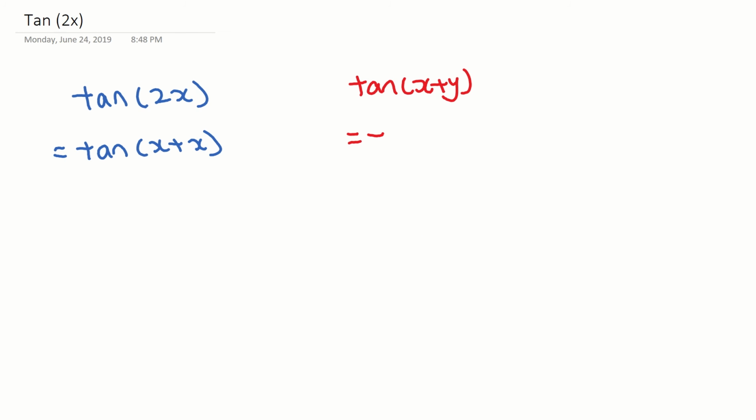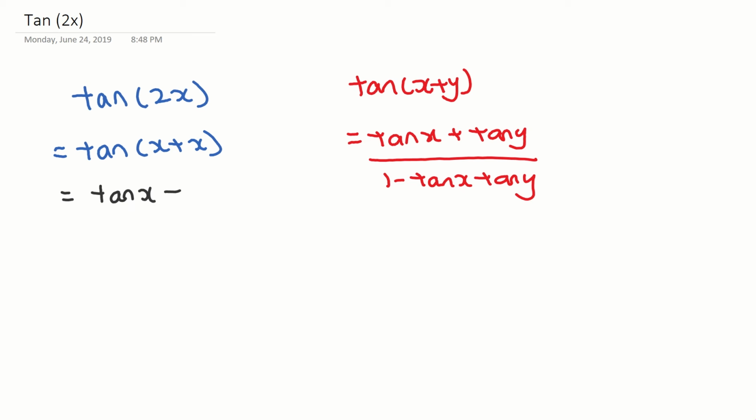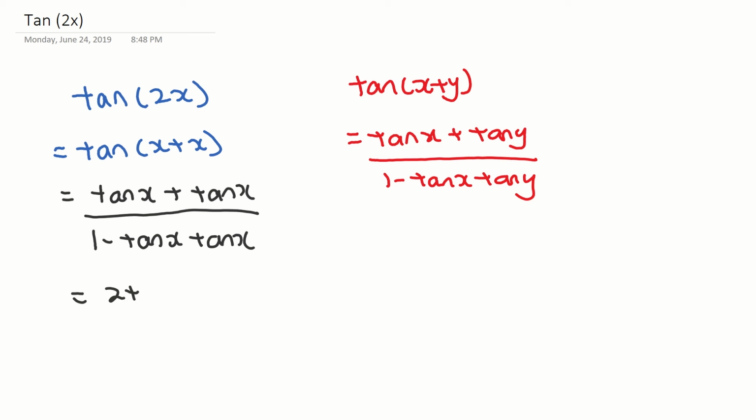If we take a trip back down memory lane, we will remember that tan x plus y equals tan x plus tan y divided by 1 minus tan x multiplied by tan y. Applying this to tan x plus x, we will arrive at tan x plus tan x divided by 1 minus tan x multiplied by tan x, which equals 2 tan of x divided by 1 minus tan square of x. Now let's take a look at an example to further our understanding.